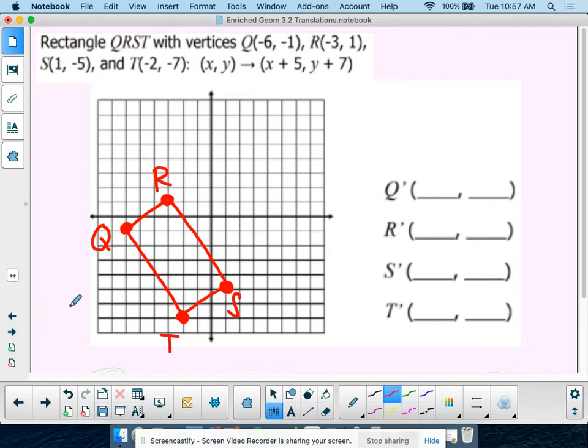Rectangle QRST. Rectangle. I said triangle, then rectangle. No, I said triangle. That's why I was like, maybe I said it. Okay.